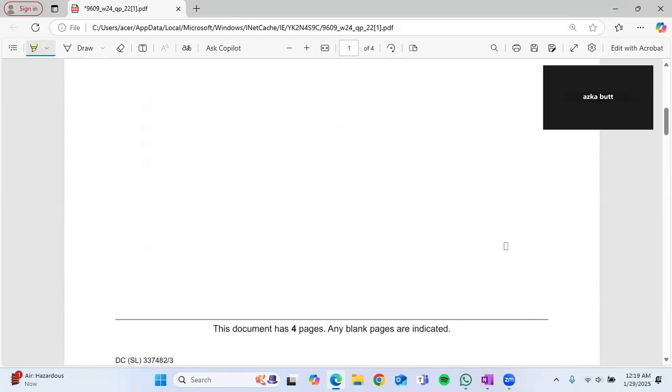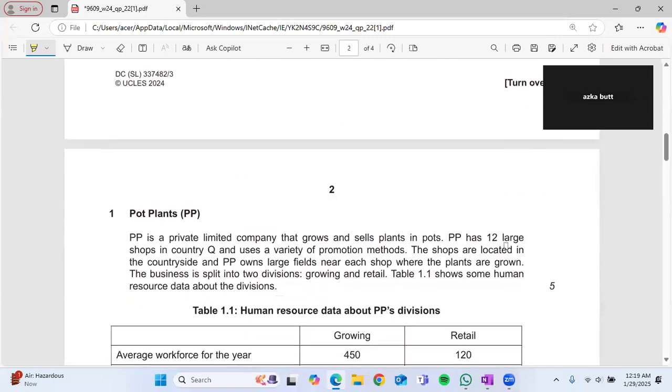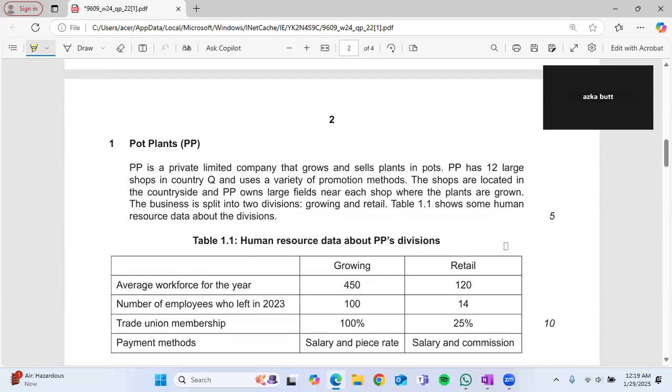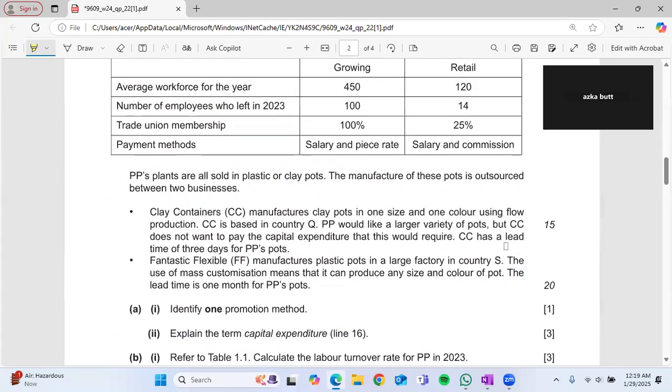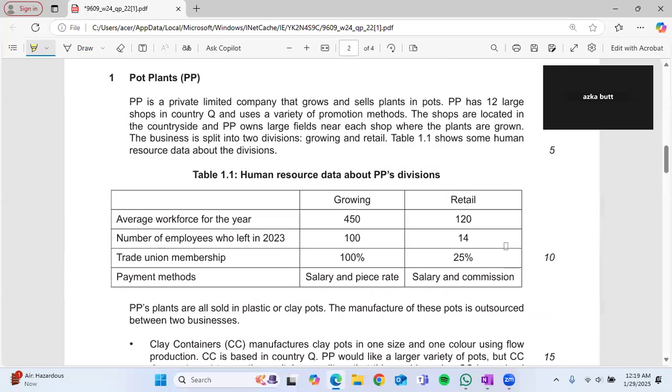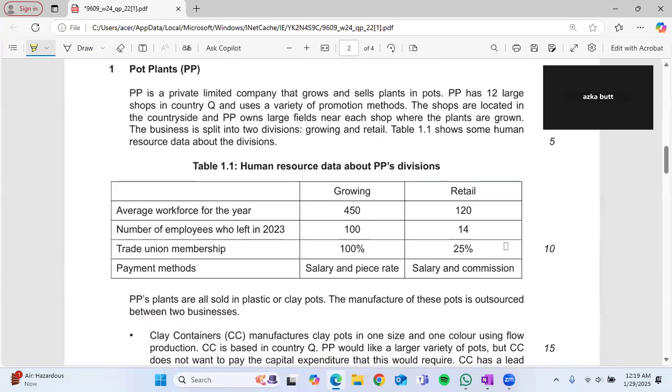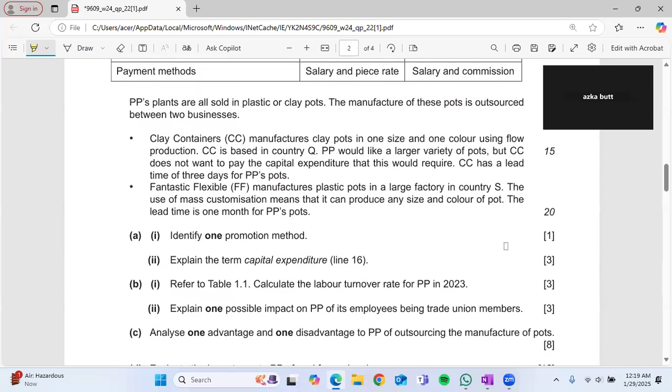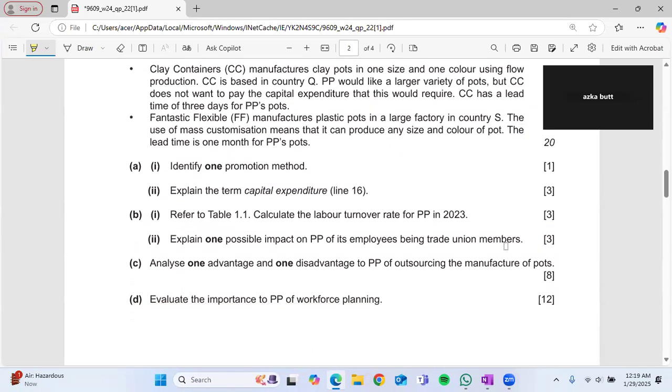Before watching this video, I suggest that you first read the whole case study. This is a very short case study, as you can see, and that's why we are just going to see the answers directly. I've solved the whole case study, and the answers are already written in my OneNote, and we are going to see what the best answers you can write are.